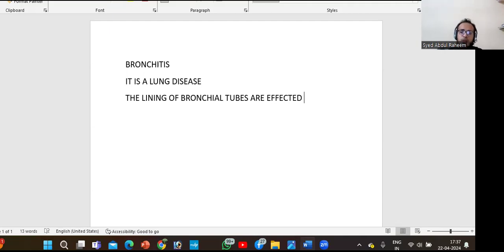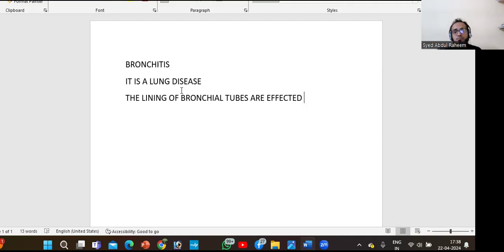Bronchitis is a lung disease that affects the bronchial tubes present in the lungs, which are responsible for taking in the air when we are inhaling. Through the tubes, it will enter into the alveoli. From the alveoli, it will reach the blood. From the blood to the heart, and from the heart to the other parts of the body. That is the basic respiratory cycle.